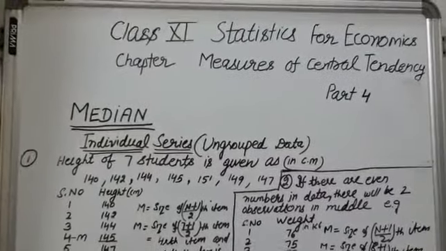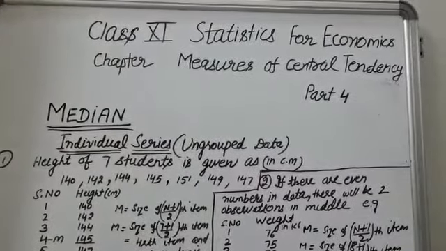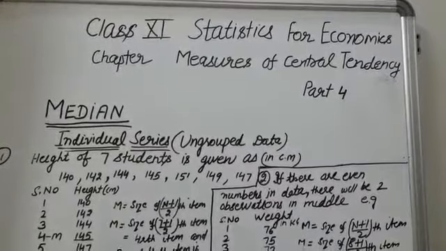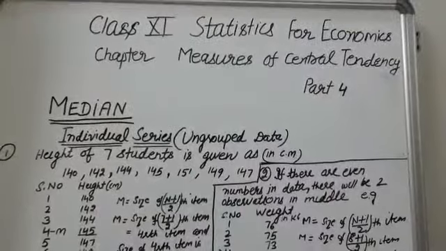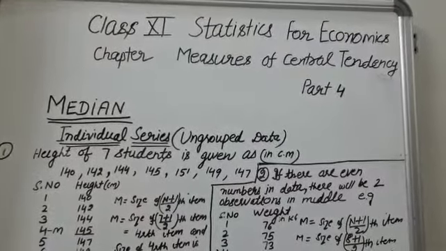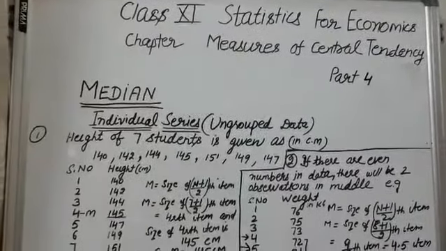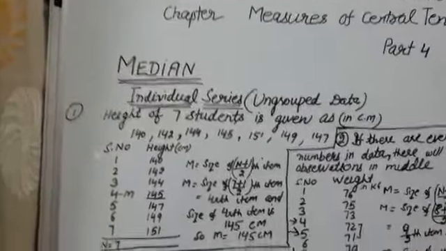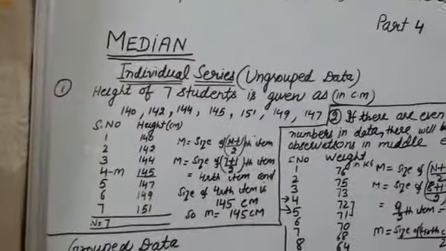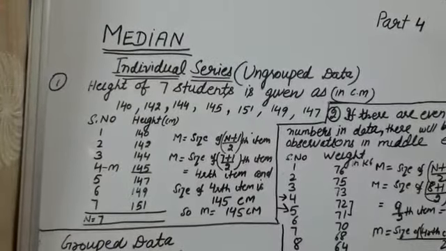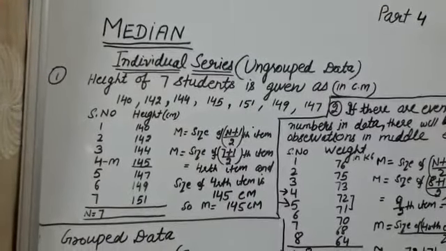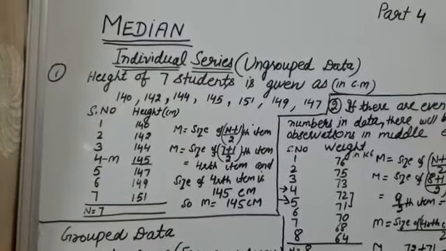Hello students, to continue with Statistics for Economics chapter Measures of Central Tendency part 4. You know that the three most commonly used averages are mean, median and mode. Today we are going to study median.